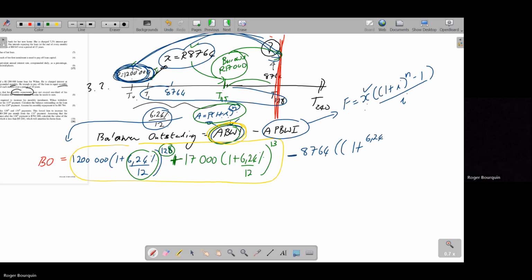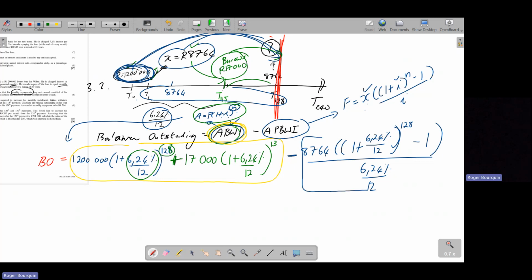Bracket, 1 plus i, where i is 6.24% over 12. n is your number of payments. Well, you've made payments from 1 to 128, so that's 128 payments, minus 1, all over i, and i is equal to 6.24% over 12. Double checking my working. Yep. So that is what you pay back with interest. The key thing is moving everything to the same point in your timeline of finance. And you end up with the balance outstanding.